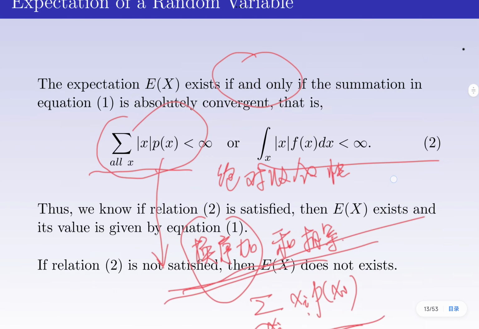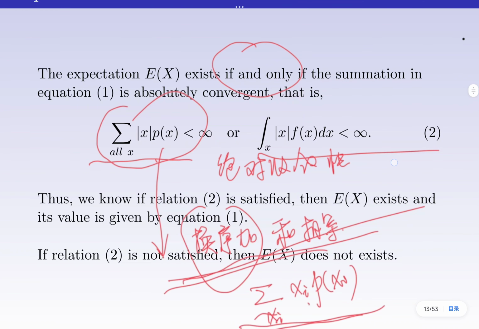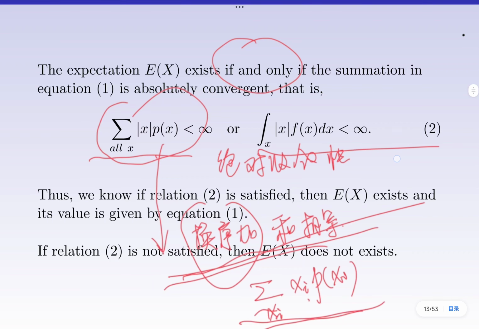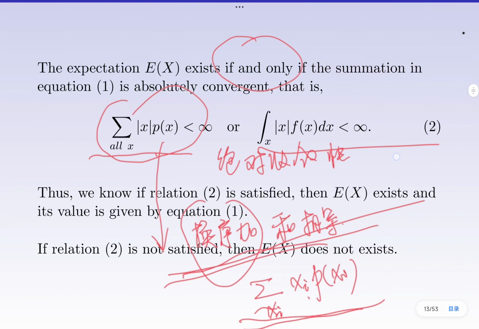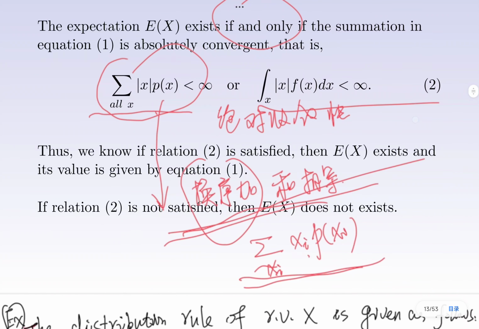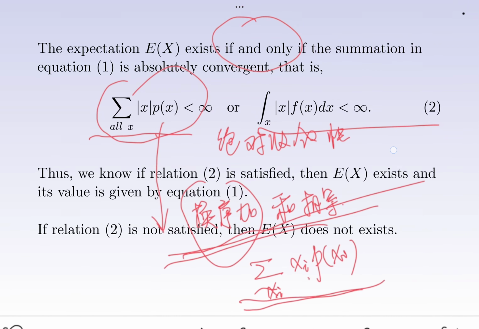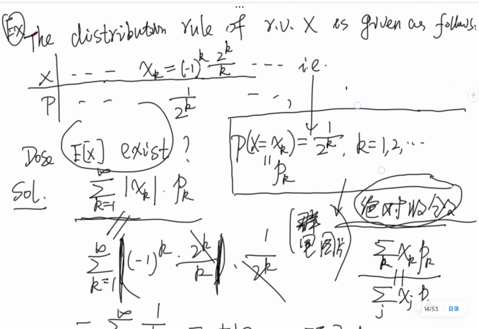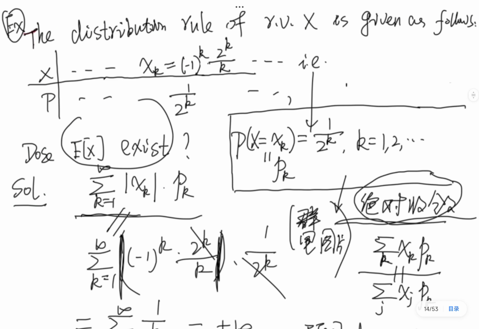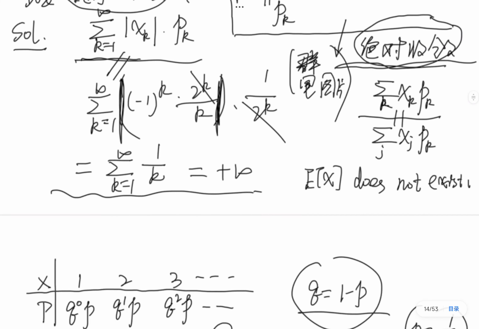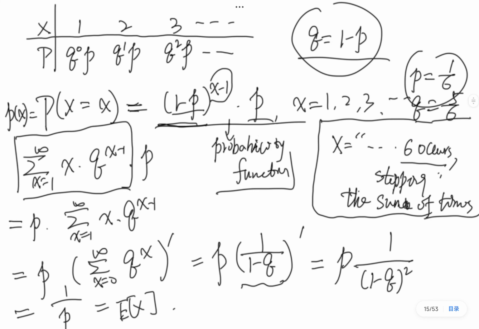Why? Because by definition, the expectation exists if and only if the summation is absolutely convergent. So only then does the expectation of X exist, with its value given by the equation. The distribution of X must be absolutely convergent.